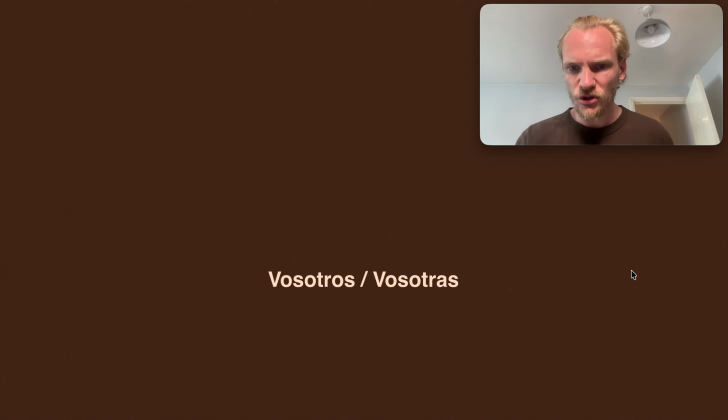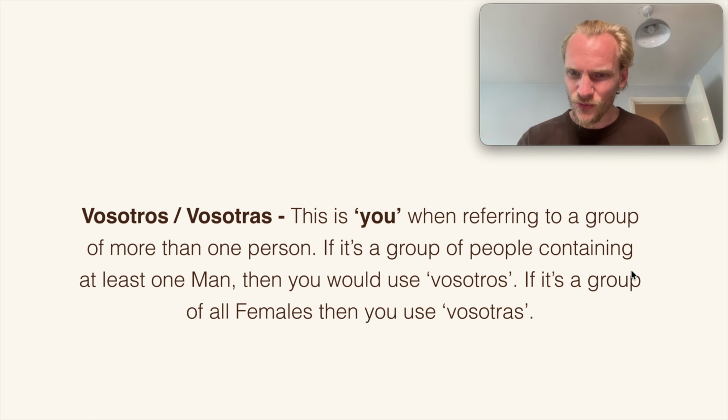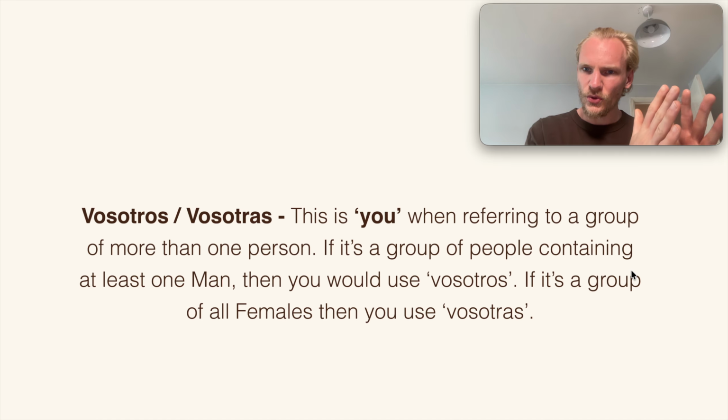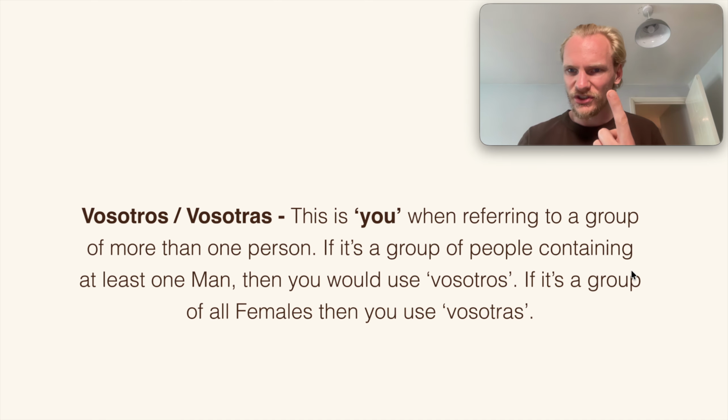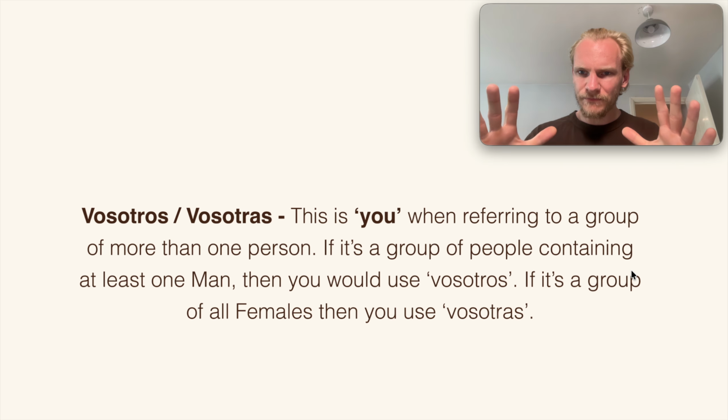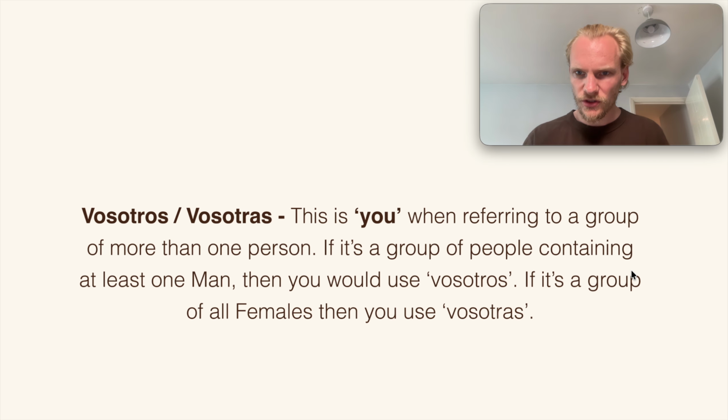Now, vosotros and vosotras, this also means you. So we have tú, which means you, but one person in an informal context. Then we have usted, which is one person, you, in a formal context. And vosotras and vosotros is you, but it's referring to more than one person. Okay? Now, if it's a group of all men, you're going to use vosotros. You guys, vosotros. If it's a group of 6 women and 1 man, you're going to use vosotros.